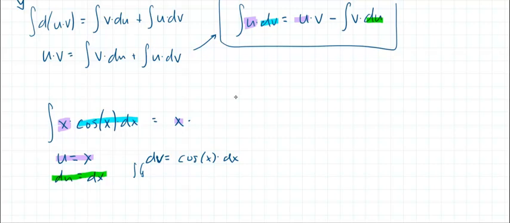So when I integrate that, I get that the integral of dv, that gives me v, is the integral of cosine x dx. Well, what's cosine integrate to? We just did that a moment ago. It's sine of x. Typically, we don't write the plus c, and there's reasons for that, but I'm not going to get into that right now.